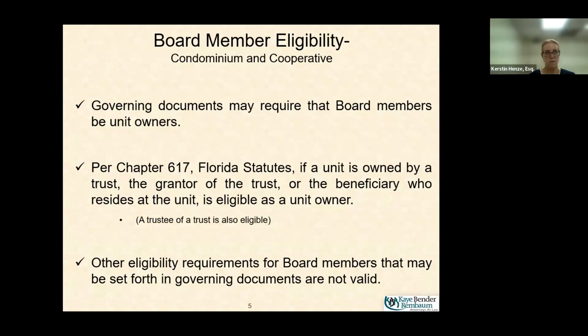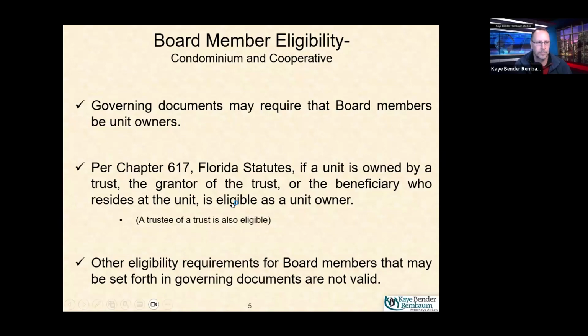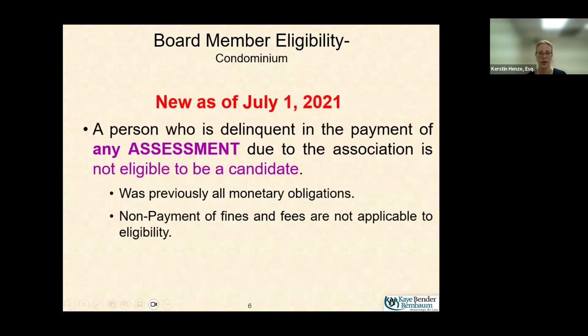One that I've seen frequently is a requirement for a board member to reside in the unit so many months out of the year. Those eligibility requirements are not in the statute, and therefore could potentially subject the association to legal challenge if you try to enforce those eligibility requirements against board members. So just be wary of those additional eligibility requirements.